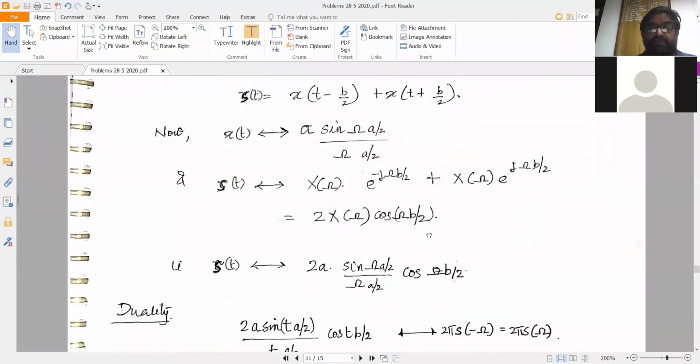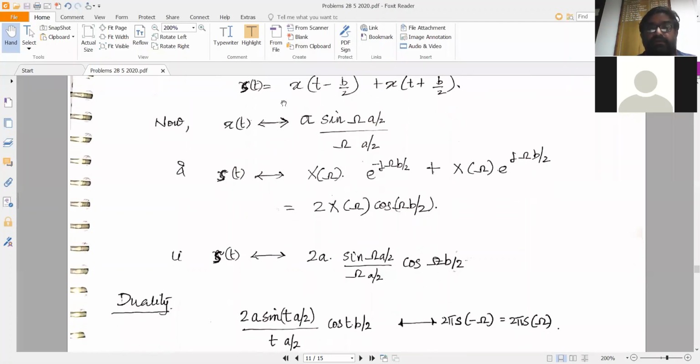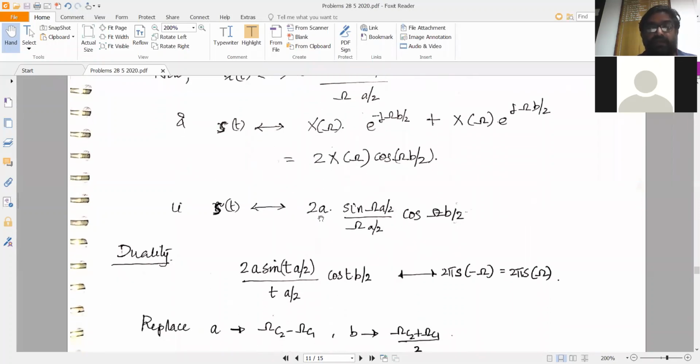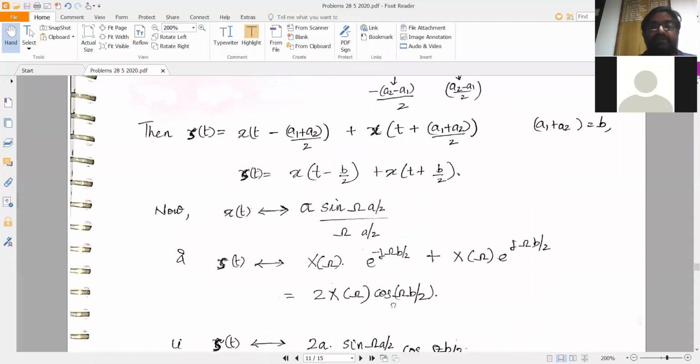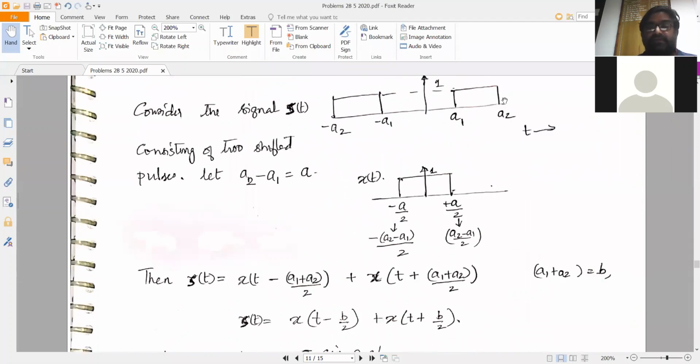And now I will substitute back what is x of omega. X of omega is a sine omega a by 2 by omega a by 2. So this is 2 into a into sine omega a by 2 by omega a by 2 into cos omega b by 2. So this is the Fourier transform of s of t. What is s of t? Where s of t consists of these two functions.